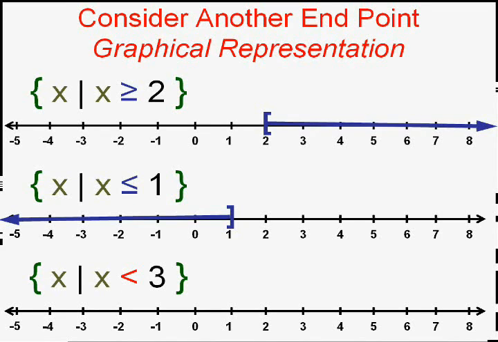Now in this one, it's not a filled in circle. X is less than 3. We could use an empty circle, but instead of the empty circle or the bracket, because it's not an "or equal to," I'm going to use a rounded bracket. I probably should call it a parenthesis, right? That's what we're going to use.